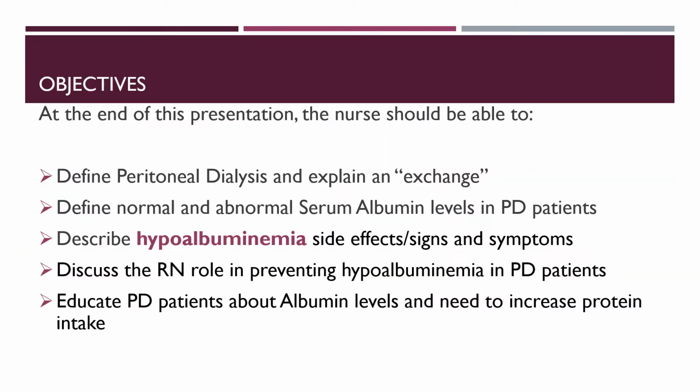Objectives. At the end of this presentation, the nurse should be able to define peritoneal dialysis and explain an exchange. Define normal and abnormal serum albumin levels in PD patients. Describe hypoalbuminemia, side effects, signs, and symptoms. Discuss the RN role in preventing hypoalbuminemia in PD patients. Educate PD patients about albumin levels and need to increase protein intake.